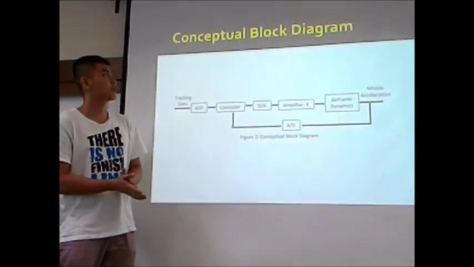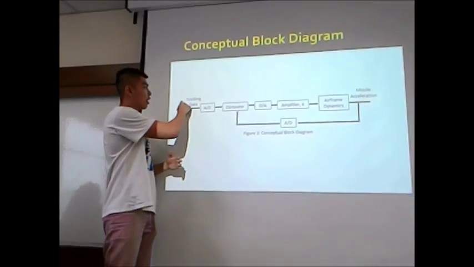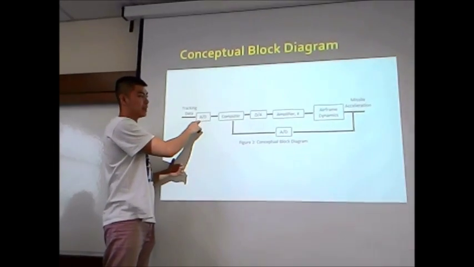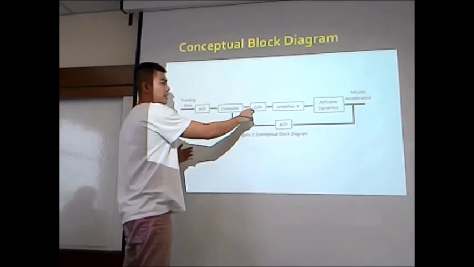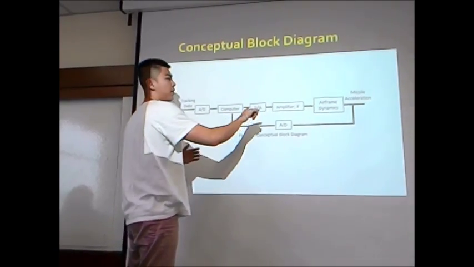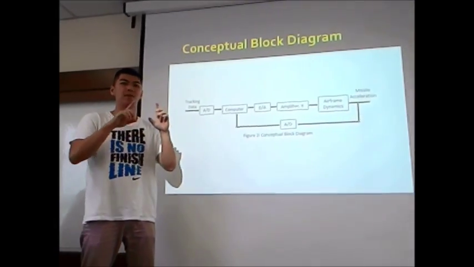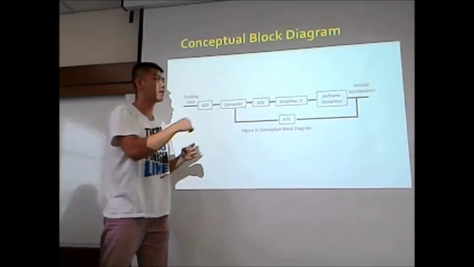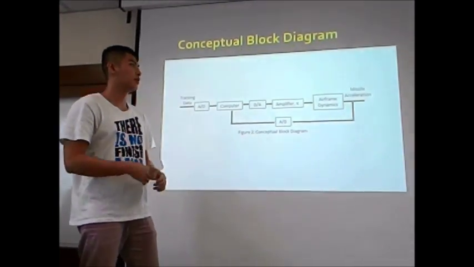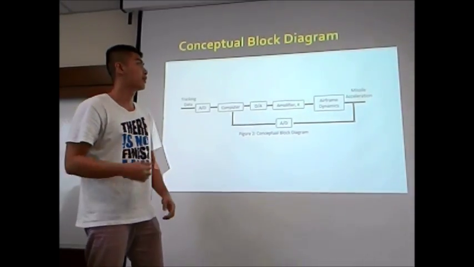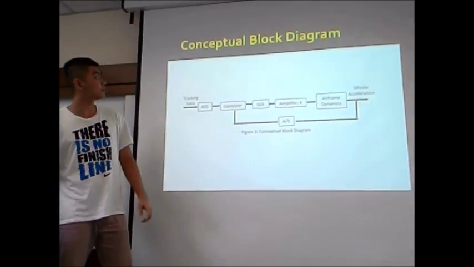Now I want to talk about the conceptual block diagram of our control system. From this, our tracking data will come to A or B, and will go to the computer. The computer will give the signal to the DNA, and straight to the amplifier K. The amplifier K is the shape of the plate. And finally, it goes to the airframe dynamics. And we have a sensor called an accelerometer that will detect the acceleration of the rocket and give feedback to the computer.